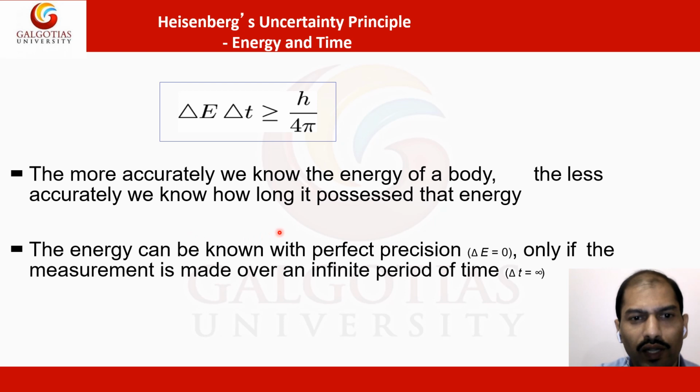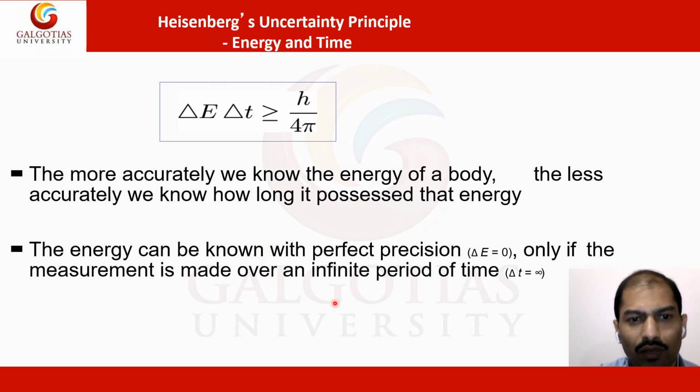The more accurately we know the energy of a body, the less accurately we know how long it possesses that energy. It means if you are able to measure the energy accurately, at the same time you will be less accurately able to find out the time for which that energy is possessed by that particular wave, if you are discussing that. Similarly, this will be vice versa.